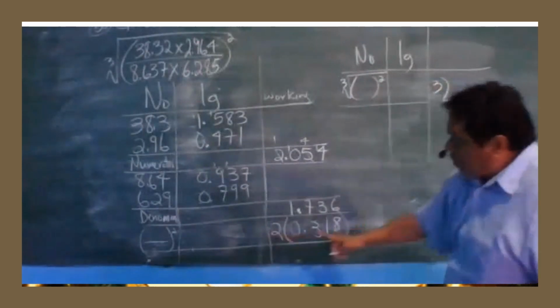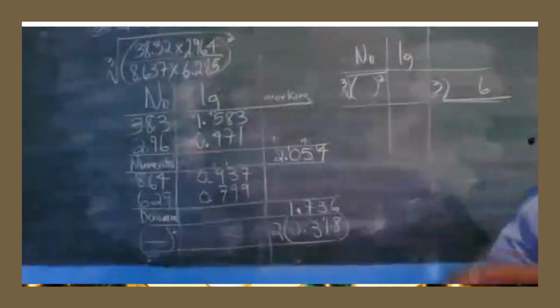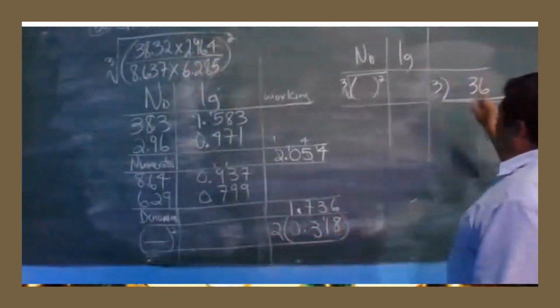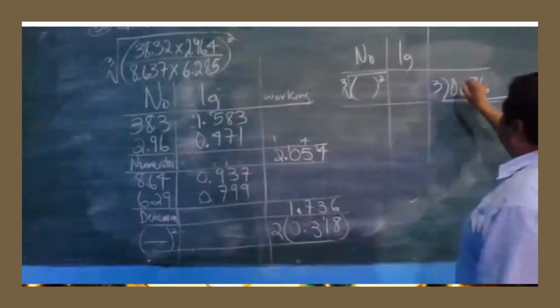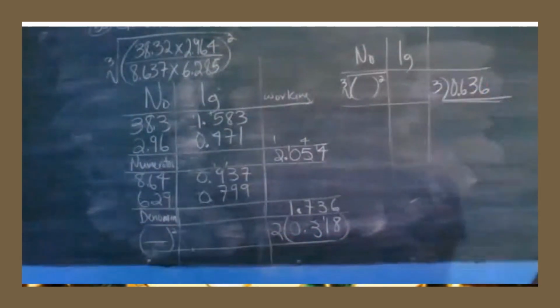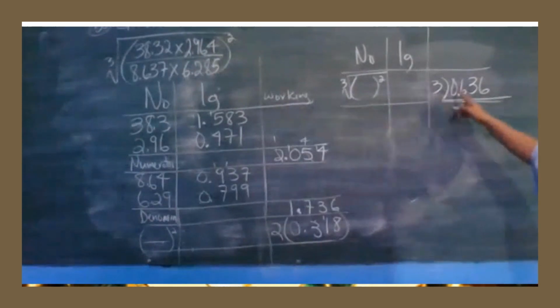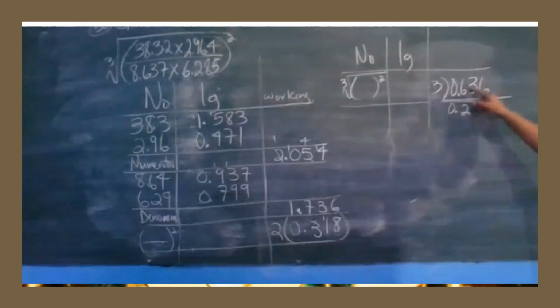So 2 times 8 is 16. 6 carry 1. 2 times 1 is 2 and 1 is 3. And 2 times 3 is 6. So I have 3 dividing into 0.636. And I'll divide. So 3 into 0 is 0. 3 into 6 is 2. 3 into 3 is 1. 3 into 6 is 2.